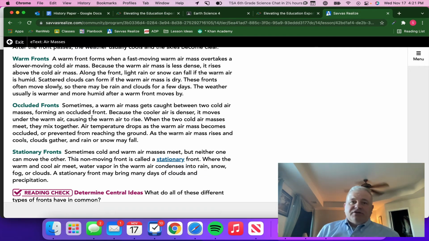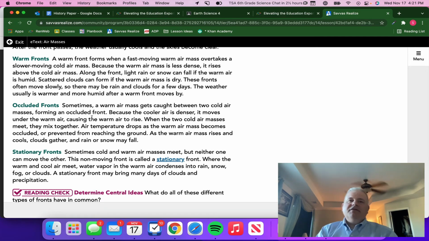And then last, we have stationary fronts, and we see a lot of these too in the southeast of the United States. So sometimes a cold air mass and a warm air mass meet, and they can't really move each other. So they kind of collide, but they can't budge. They can't go either way. So this non-moving front is called a stationary front.